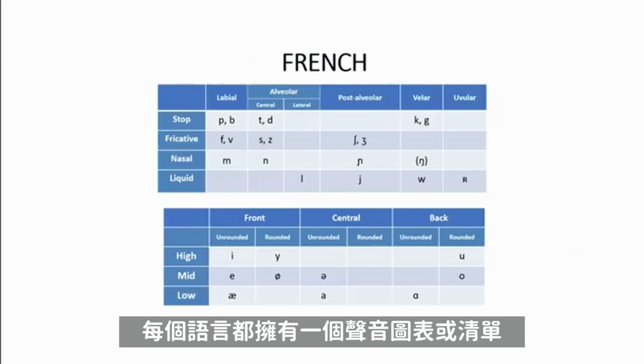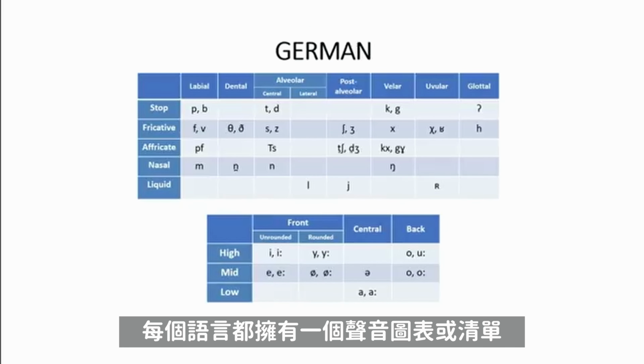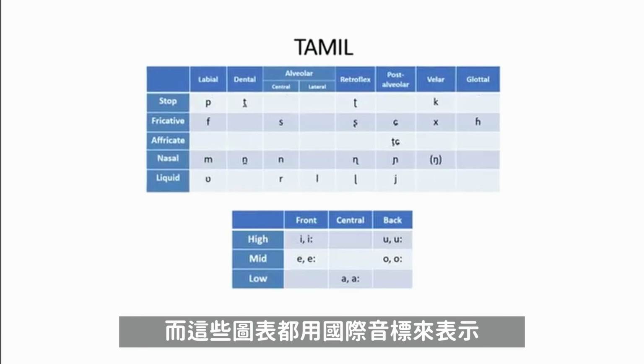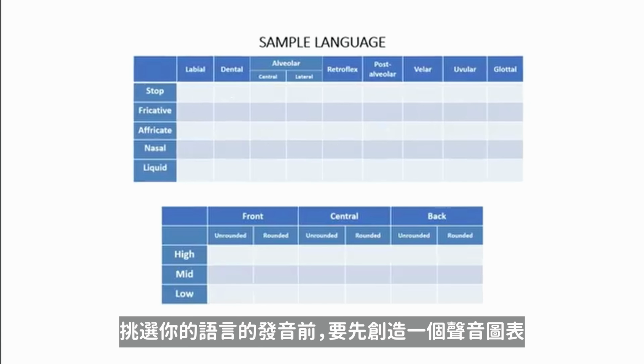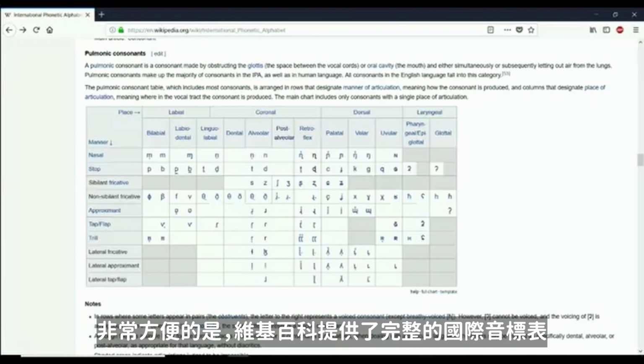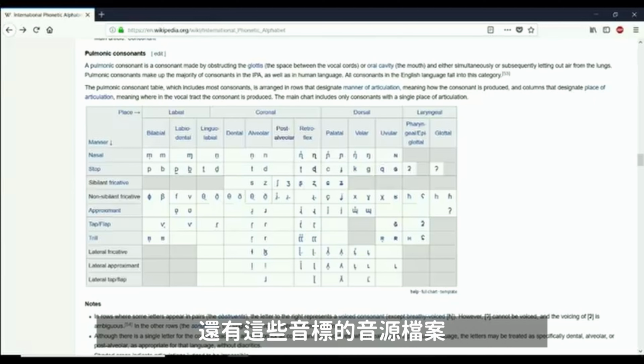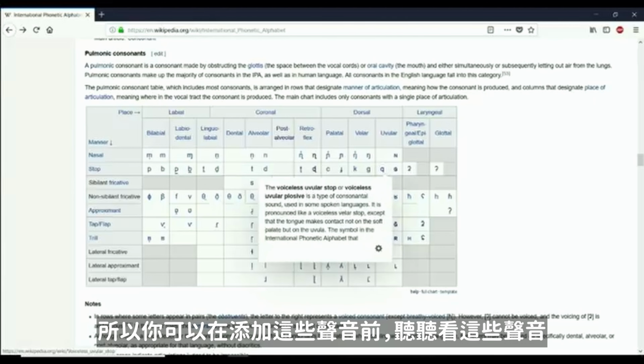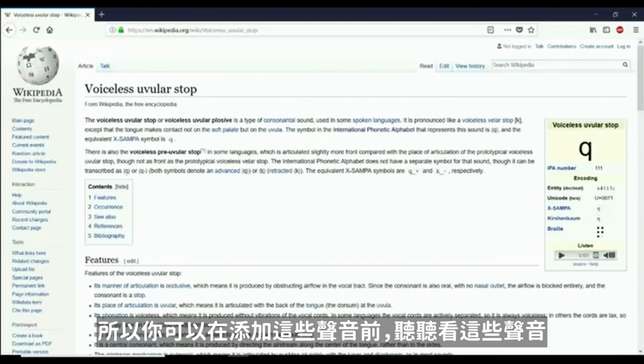Every language will have what's called a sound inventory, or chart that displays exactly what sounds are present, all of which are written in the standardized IPA notation. For your language, the very first thing you'll want to do is make a sound chart of your own. Have a look through the IPA and see what sounds you like. Very conveniently, Wikipedia provides audio files for most of these sounds, so you can hear exactly what they're like before you include them.